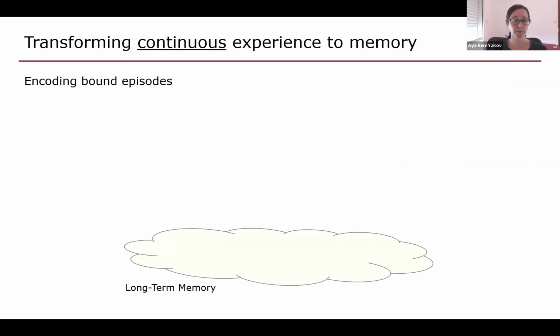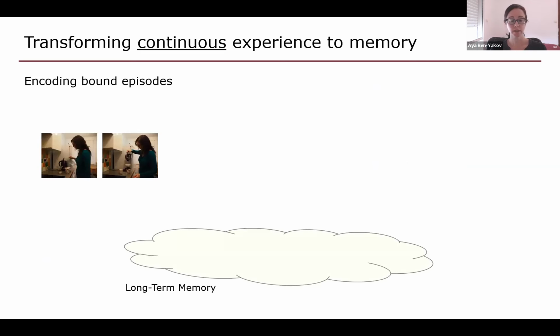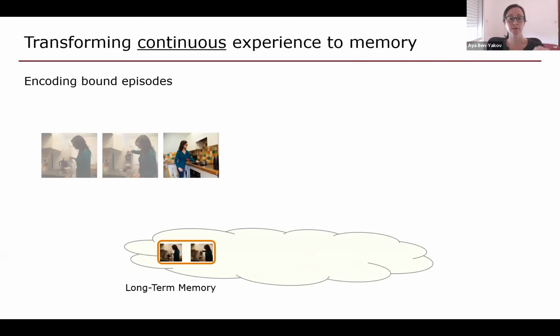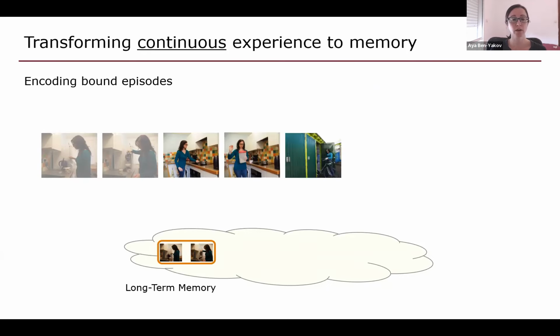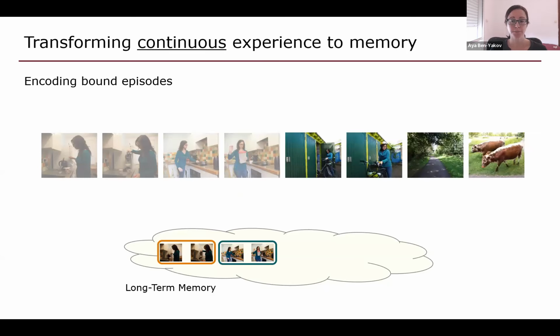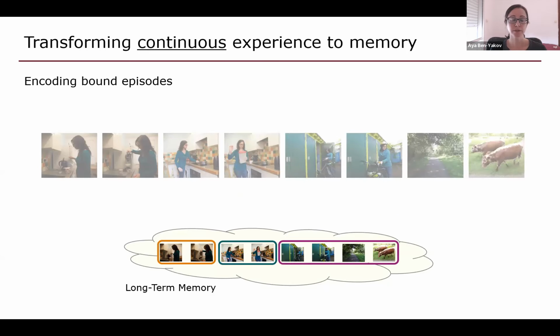So this gives rise to a different possibility regarding how we transform continuous experience to memory. If indeed we encode bound episodes, then we'll start experiencing something, and only when we reach a new event, a transition, will we save the preceding event to memory as a whole. So the unit of encoding is an event. And this differs from the account provided by temporal context models, mainly in terms of the basic building block, the unit that's being encoded to memory. And this is what we set out to investigate.